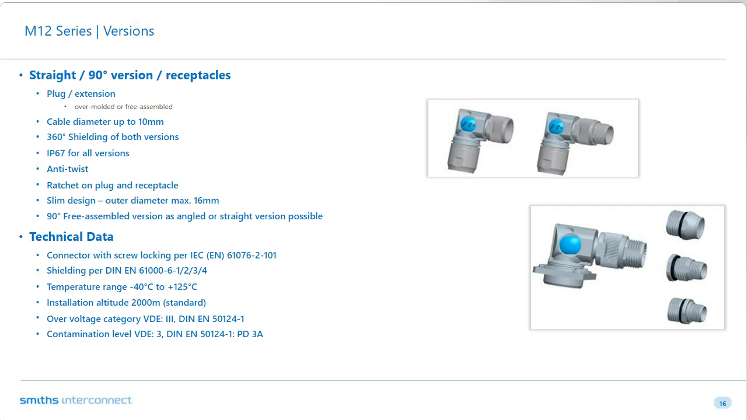The outer diameter is a maximum of 16 millimeters. The 90-degree free assembled version, as an angled or straight version, is also possible. So there are a couple of points I really wanted to bring out. And again, I'm not going to labor on the rest of the technical specification because it's designed for applications like this, but I really wanted to bring out those couple of points, keeping the application in mind: why it is important to have a smaller footprint of a product in an application, and the M12 from Smith Interconnect lends itself very nicely to an application like this.